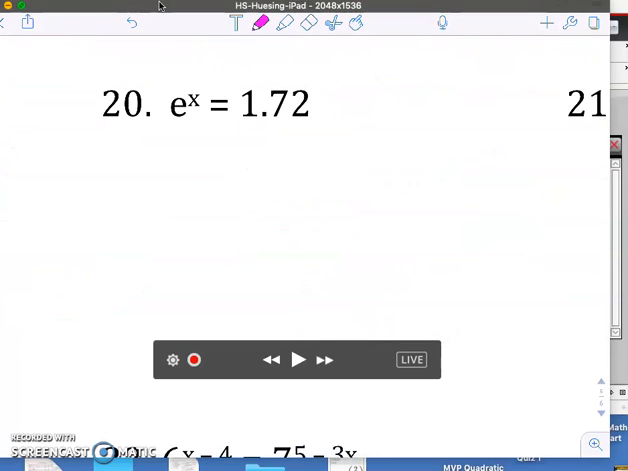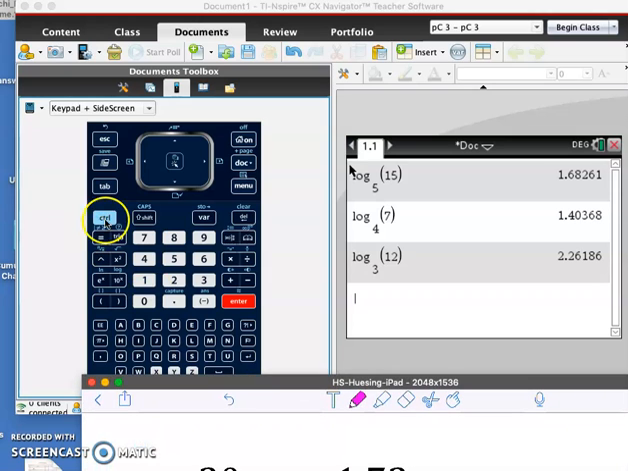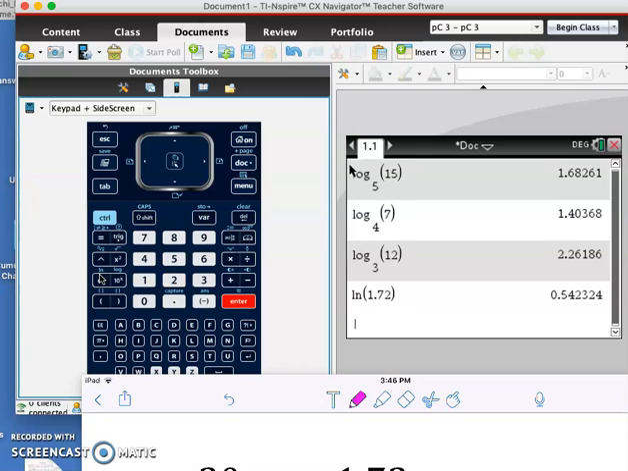Number 20, let's switch it into a log. Log base e of 1.72 equals x. Well, we know log base e is the natural log. So the natural log of 1.72. So we have 0.54.